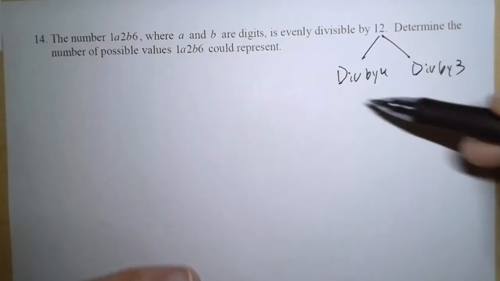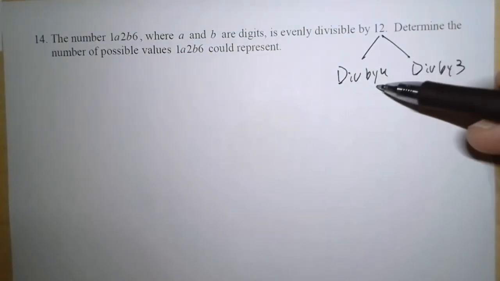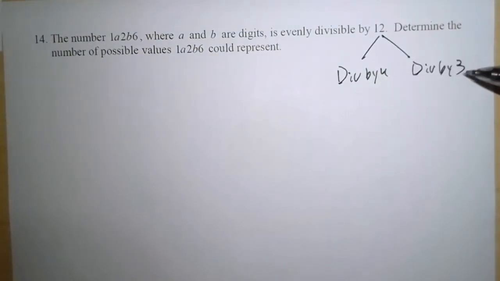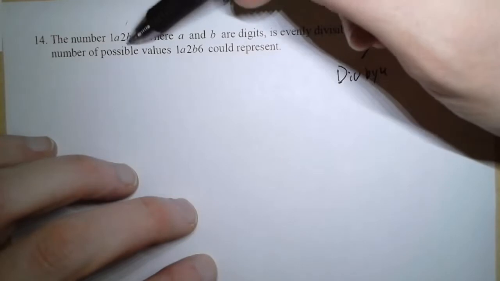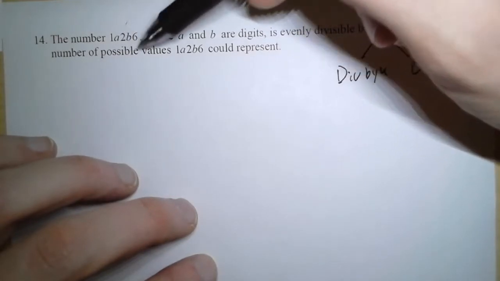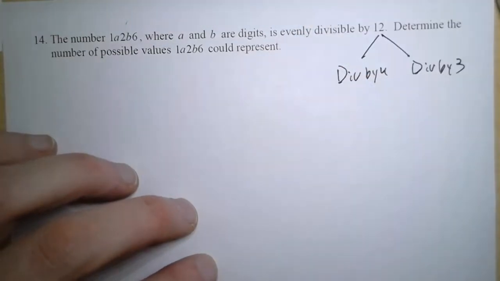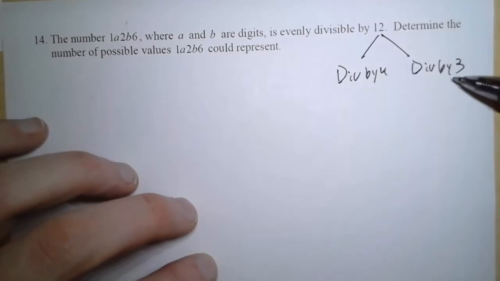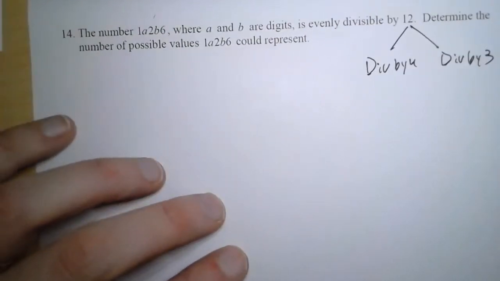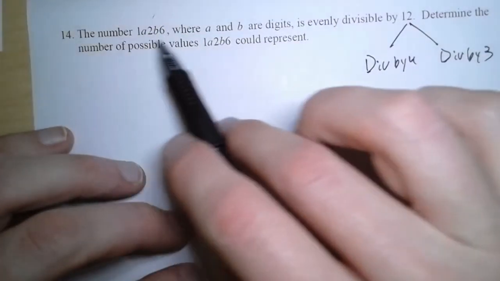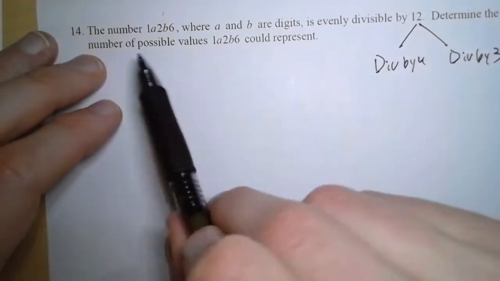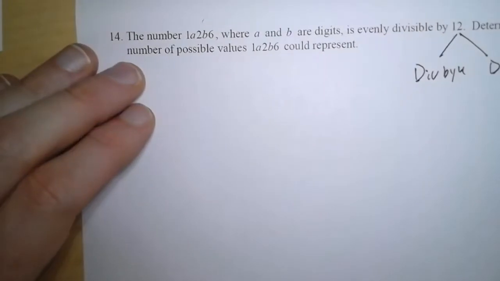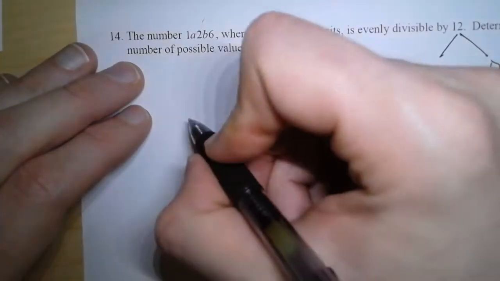Now, there are two different ways to tell if a number is divisible by 4 as opposed to divisible by 3. If a number is divisible by 4, then that means the last two digits are divisible by 4. That's how you can tell. But if a number is divisible by 3, what that means is that you can add up all the digits and the sum will be divisible by 3. Now, we know some of the digits, just not all of them. So what would we get if we added up all the digits?